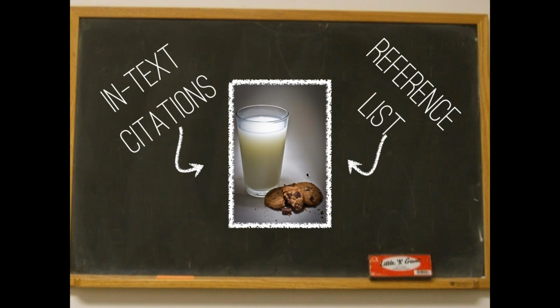The next two components are really the most important parts of the APA paper, and they're in-text citations and the reference list. APA paper or APA style calls for both.